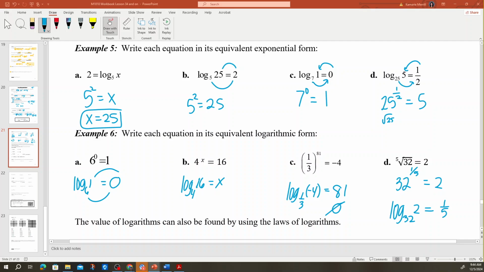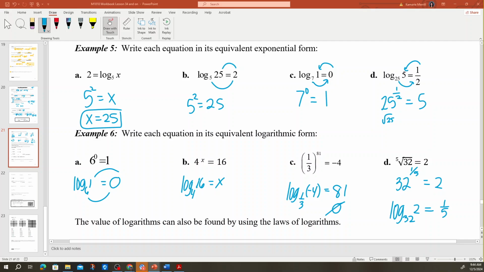Do we feel pretty good on those conversions? Can we go back and forth from logs to exponents to logs? Okay. That definition of log is what you guys are going to kind of live and die by when you are solving and simplifying logs, okay? So make sure you guys know this properly.